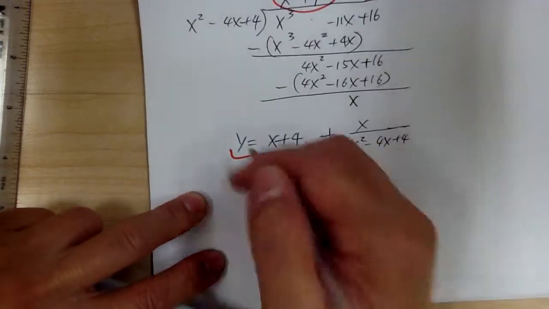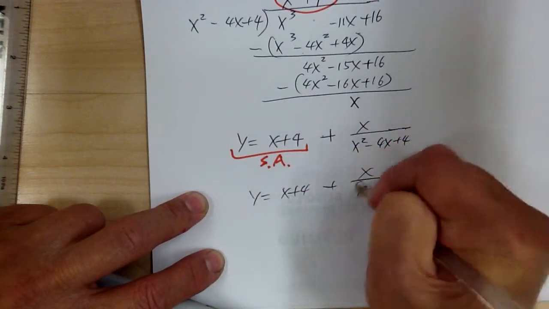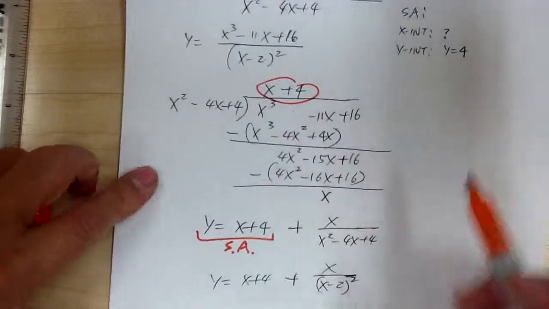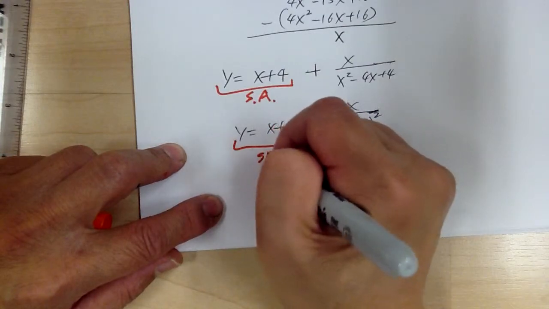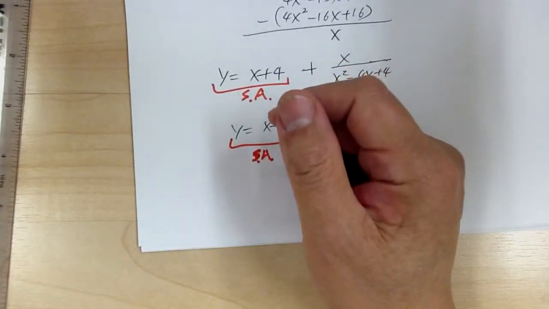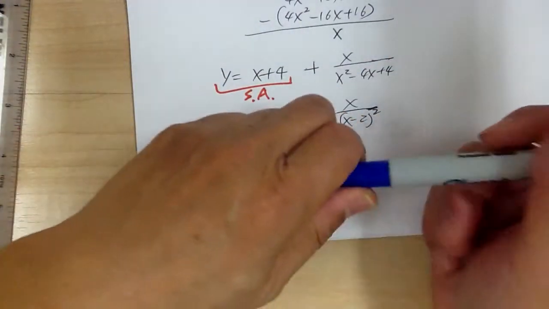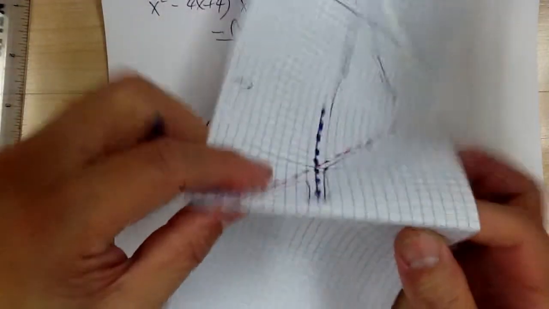Now let's do the next step. So y equal to x plus 4 plus x over x minus 2 squared. From here, this part over here, that's your slant asymptote, and the whole thing is the graph. So let's go and sketch it out.